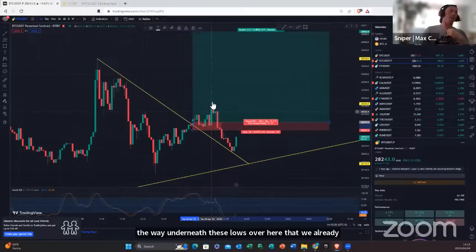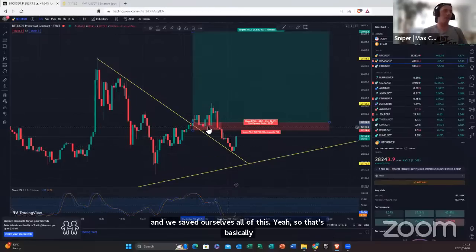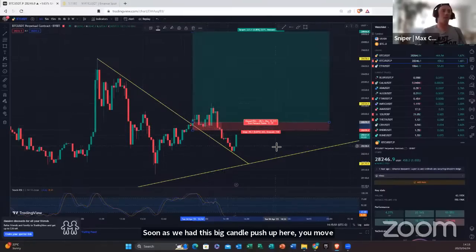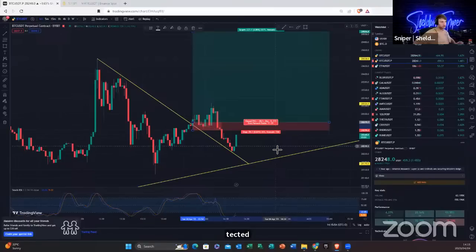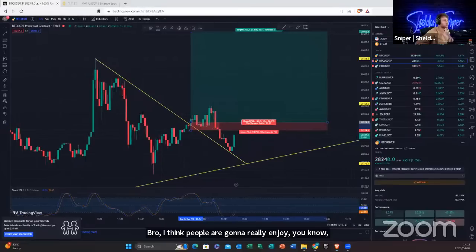And you can see that we pulled back, we stopped ourselves out, and we saved ourselves all of this. Yeah, so that's basically how I played the chart out. As soon as we had this big candle push up here, you move the stops up underneath these lows that we've just set, and you're pretty much protected. I see there's many thank you, Max. Appreciate it, bro. I think people are going to really enjoy using this, and like I said, it's going to get you where you need to be pretty quickly.